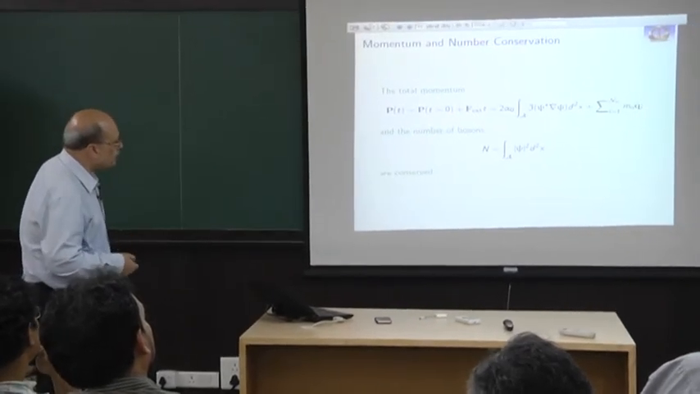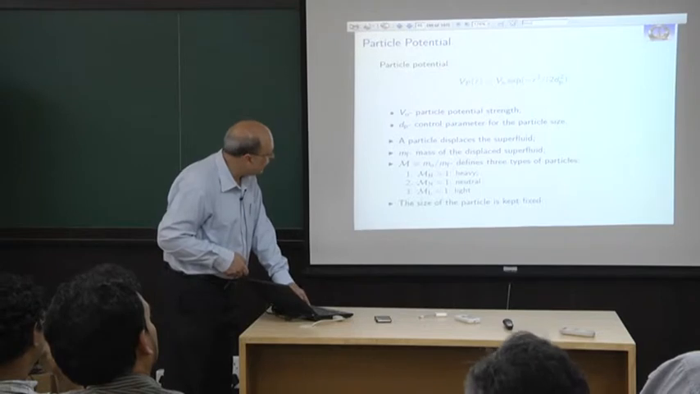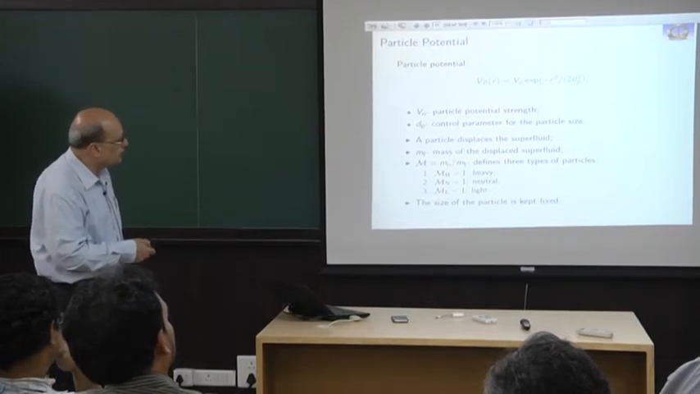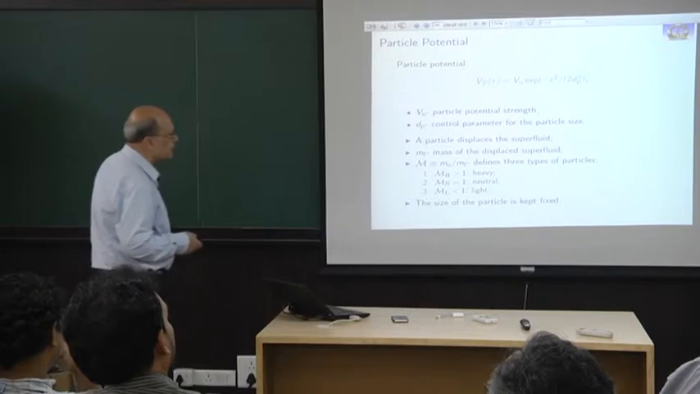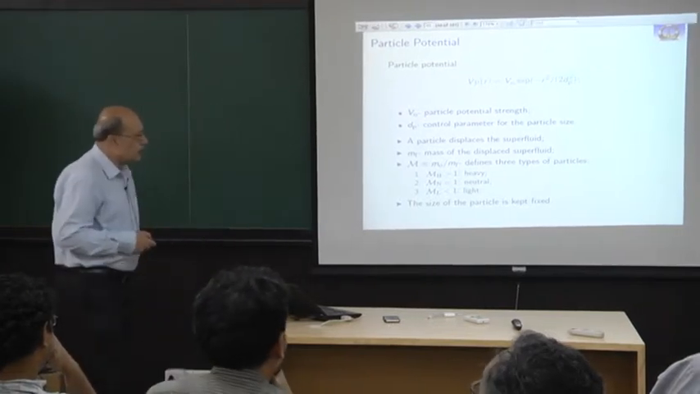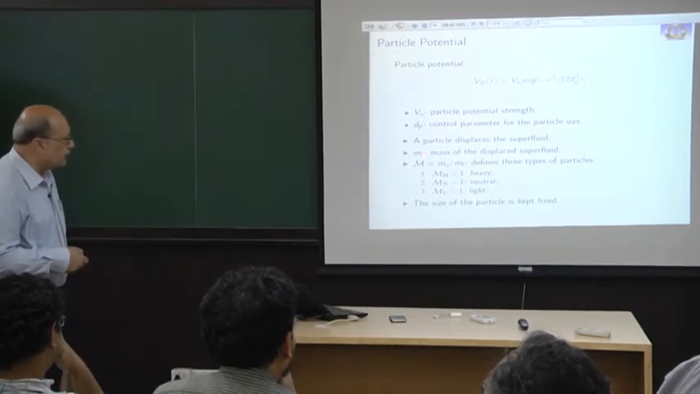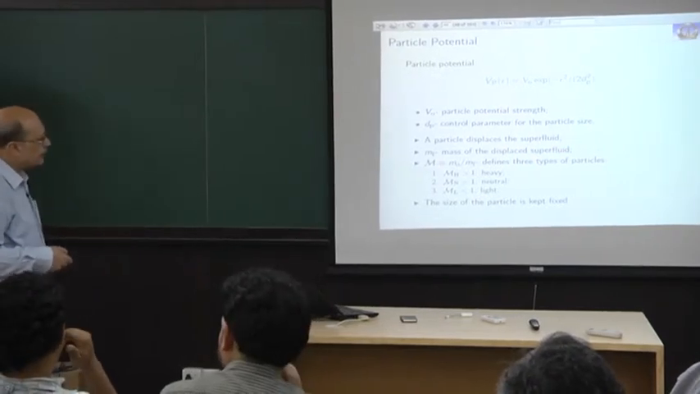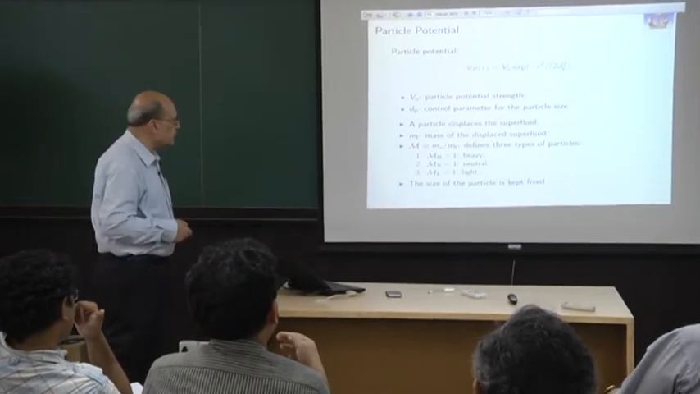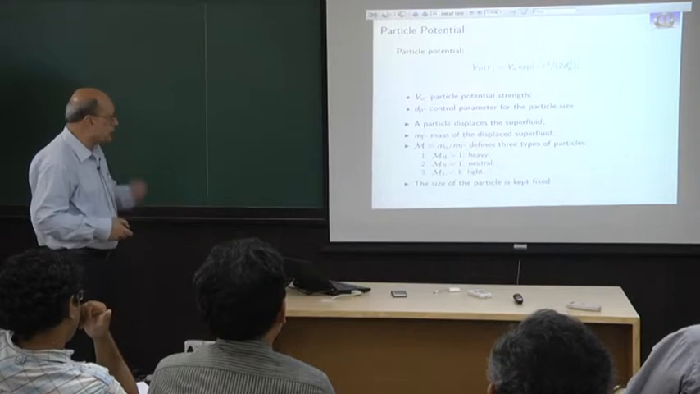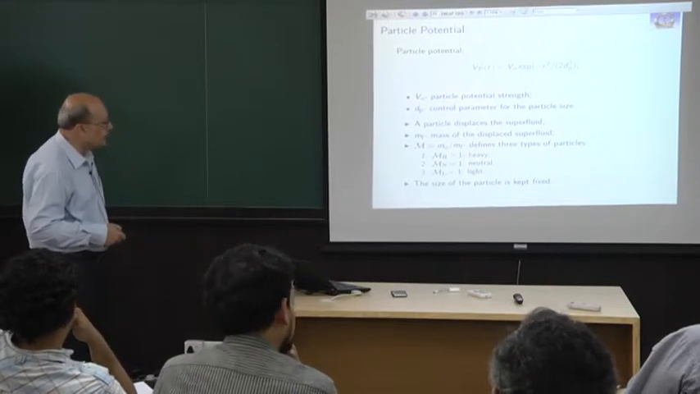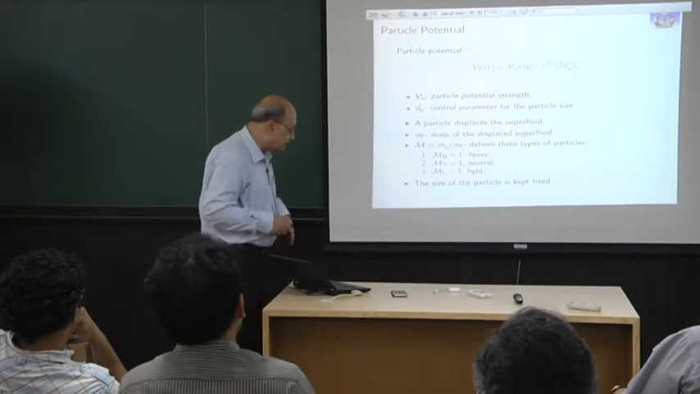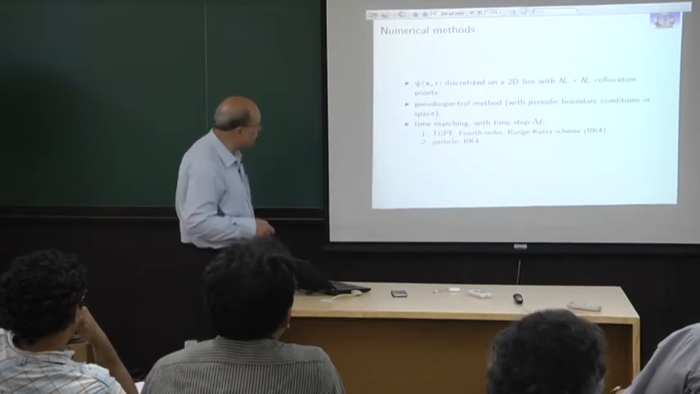So here's the total momentum and the number of bosons, and these are conserved by the dynamics. And that's the particle potential. So for any one particle, you have a sort of Gaussian, okay, and the d_p over here is the control parameter for the particle size. Now when you put a particle inside the superfluid, let m_f, little m_f, be the mass of the displaced superfluid. Then the particle has mass m naught, and then that gives you a dimensionless ratio, script M. If this is much greater than 1, we will say the particle is heavy. If it's 1, we'll call it neutral. If it is less than 1, we'll call it light. And you will see different interesting behaviors as we go along.